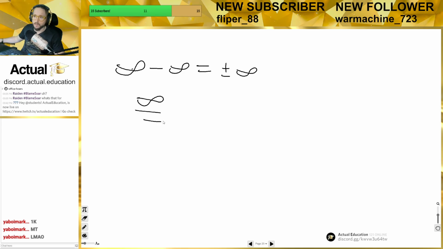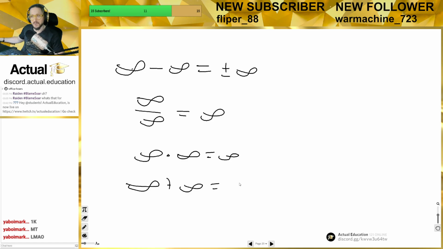Infinity over infinity is also going to be infinity because you don't know which one's bigger. Infinity times infinity is equal to infinity. Infinity plus infinity is also equal to infinity. What's the one thing with infinity that you know is actually equal to something? Does anyone know that? Zero, good. Zero's in there somewhere.